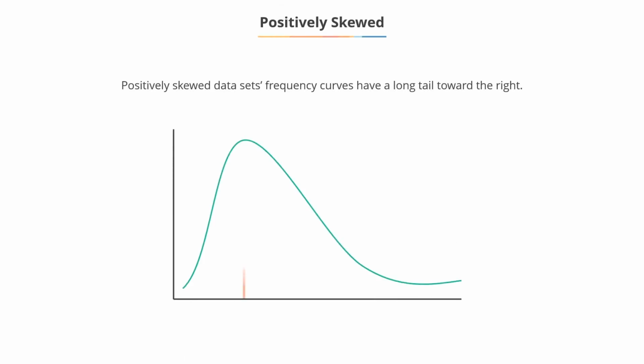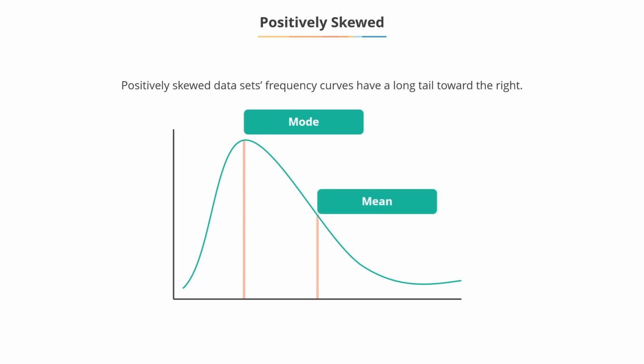Now consider that the dataset is positively skewed, that is, the frequency curve has a long tail toward the right. The modal value occurs to the left, and as the arithmetic mean is impacted by large values, it will be larger than the mode, and the median will lie in between and closer to the mean.